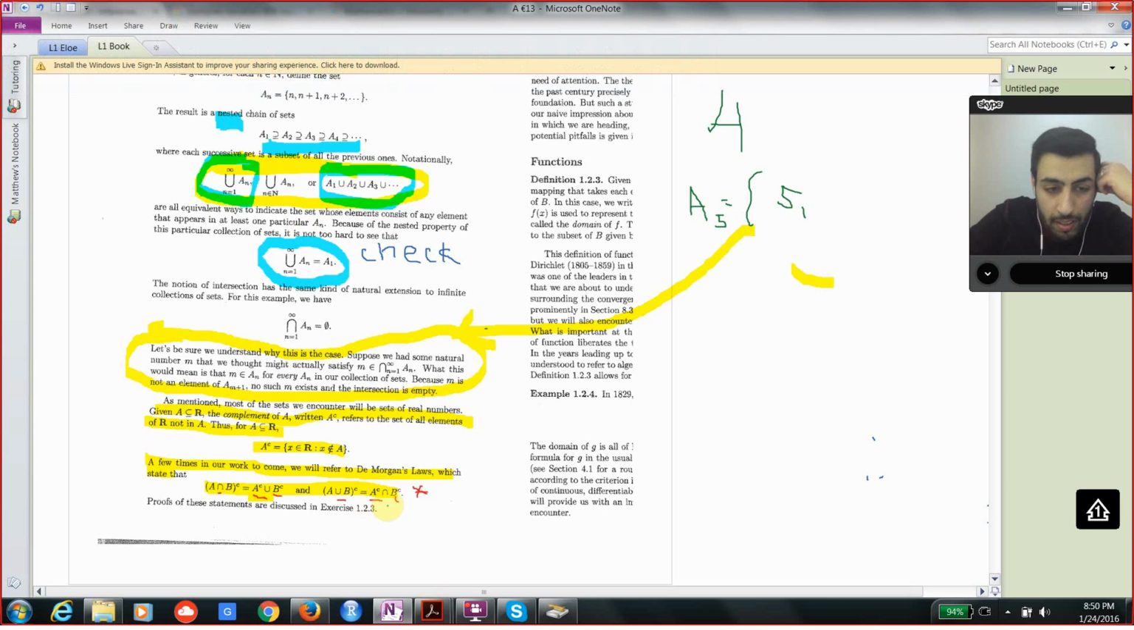So let me put a little note: memorize. And what you really want to notice is the pattern. When you have a complement, it changes whatever that thing is to the opposite. It changes a union to an intersection, an intersection to a union, and it takes the complement of all the sets. Okay, good.